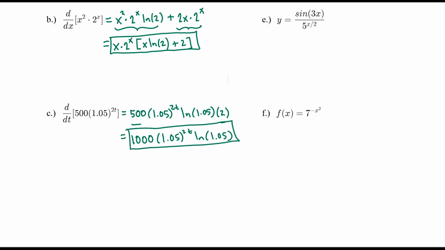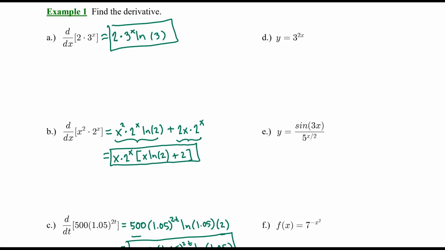Let's work our way back up here to the other side of the page. Example D is y equals 3 to the 2x. The problem is to find the derivative. This time we don't have our differential operator, so you can call it y prime, you can call it dy over dx. Either of those would be acceptable.